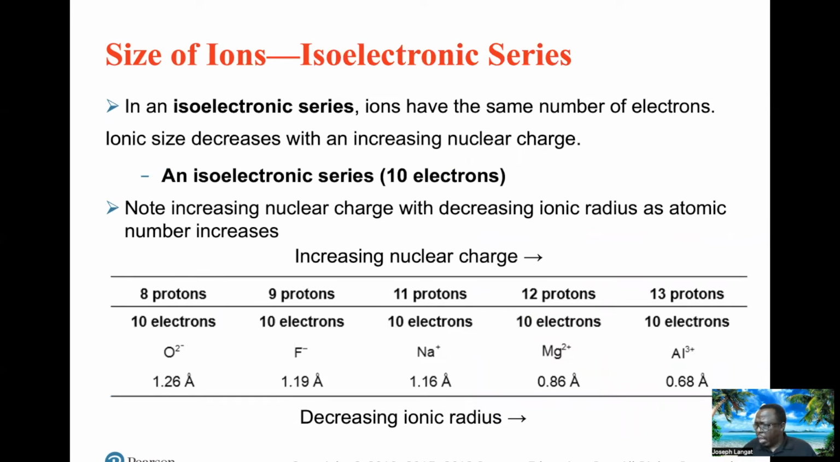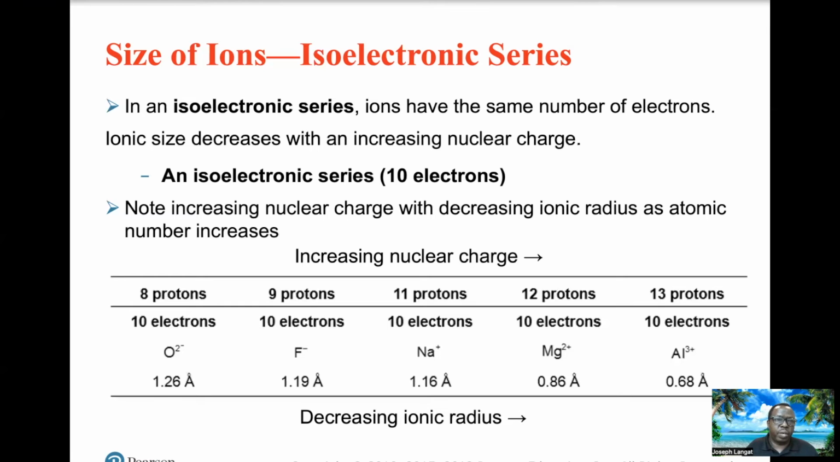Well, in chapter 6, we looked at species having the same electron configuration, or the same number of electrons. Those species are said to be in an isoelectronic series. So an isoelectronic series of ions have the same number of electrons. What determines the size is that it decreases with an increase in the nuclear charge.